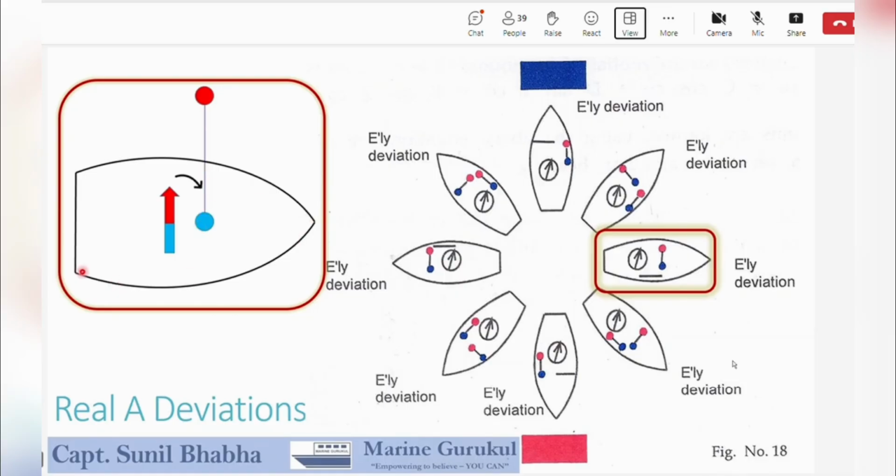The ship is heading in the easterly direction. Compass always points in the north-south direction. So compass is pointing in this particular direction only. And we have a blue pole to the east of the compass. This blue pole attracts the red end or the north end of our compass needle, and the blue pole repels the blue end of the compass needle or the south end of the compass needle, again making the needle swing clockwise, generating a easterly deviation. So you can see again a easterly deviation is generated. So whether the ship is on north heading or the ship is on easterly heading, in both the cases easterly deviation is generated.